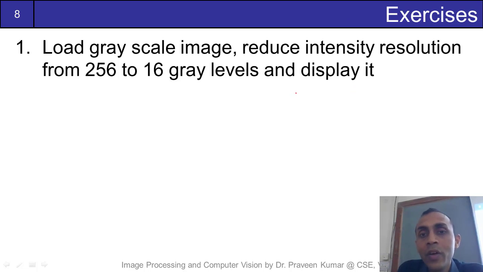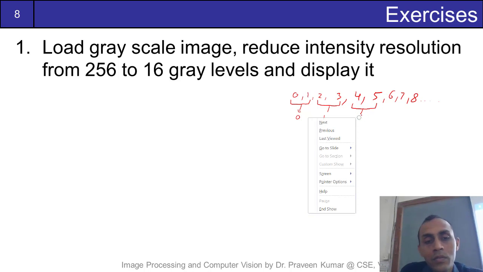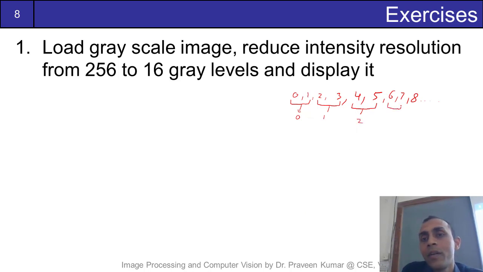Let us say you initially have values from 0, 1, 2, 3, and so on up to 256. Instead of 256, you just want to reduce to 128, so you just want to halve the number of levels. If you divide by 2 and take the floor or the ceil value, 0 will become 0, and 1 will also become 0. Similarly, 2 will become 1 and 3 will also become 1. So both will get mapped to level 1. Similarly, 4 and 5 will get mapped to level 2, and so on.